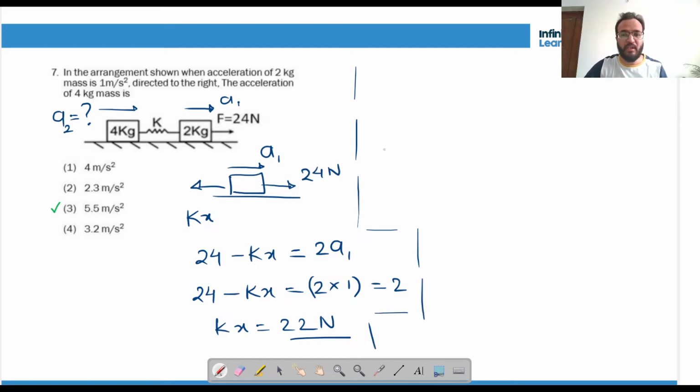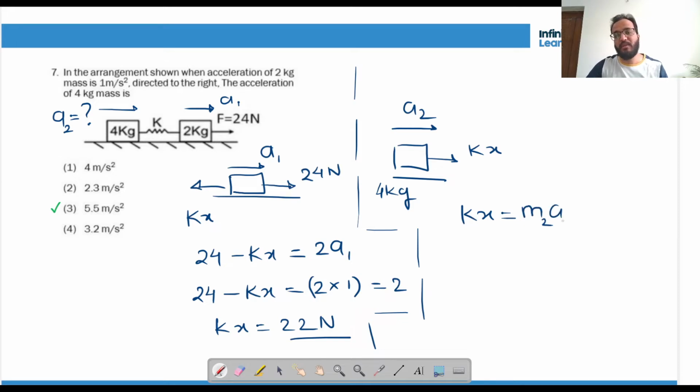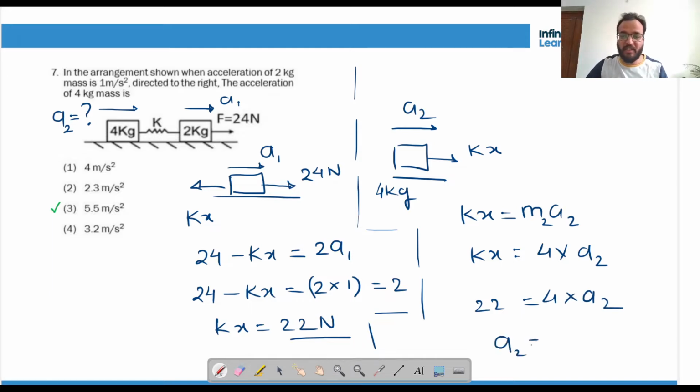Okay, kx is 22 Newton. Now after that, if I talk about the 4 kg block, this is a2 and the only force acting is kx. So you will say kx is equal to m2 a2. Now what is m2? 4 kg, right? So 4 into a2, and kx is 22, so 22 is equal to 4a2. So from here you can say a2 is 5.5 meter per second square. Understood? So with the help of the information given for the first block, we find the spring force kx, and then we can find the acceleration of the second, that is the 4 kg block.